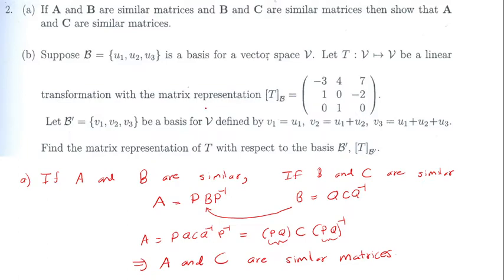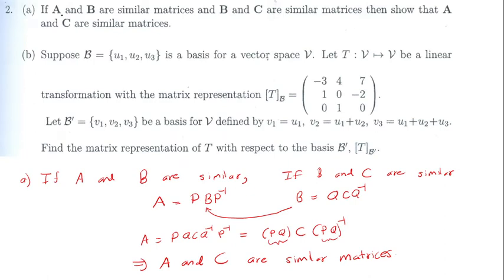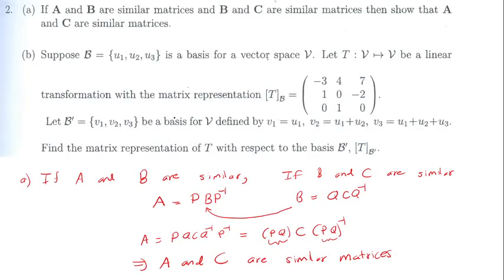That is the most important part of this problem, so let's move into that part. In this problem, you are given a basis B, that is u1, u2 and u3, and there is a linear transformation T from vector space V to vector space V, and B is a basis for vector space V. And you are given the matrix representation of this linear transformation.